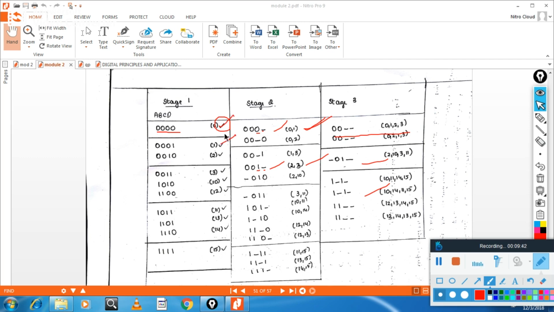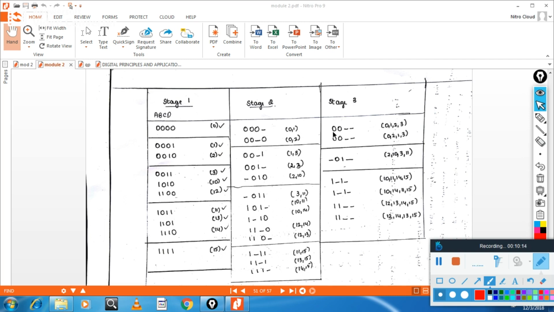For example, here in the first stage you see, I compare 0 and 1. I put here 1 and this one. And I compare 0 and 2. Now I compare 1 and 3. 1 is already right marked. Okay. Put a right mark for 3, like this. So once this is done, now you have to write this in terms of literals.